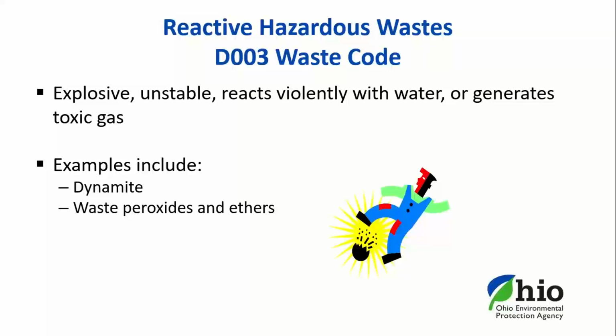Reactive hazardous waste will carry the D003 waste code, and these are extremely unstable. They can be explosive, they can react violently with water. Some common examples include ammonium nitrate, dynamite, and waste peroxides.